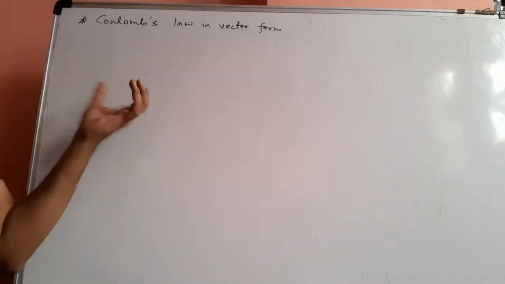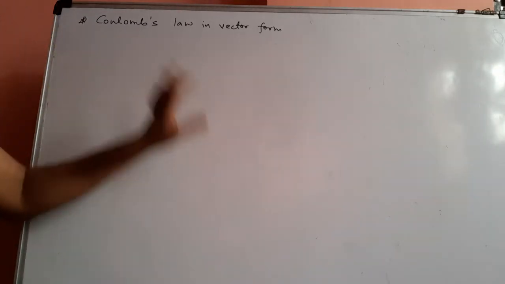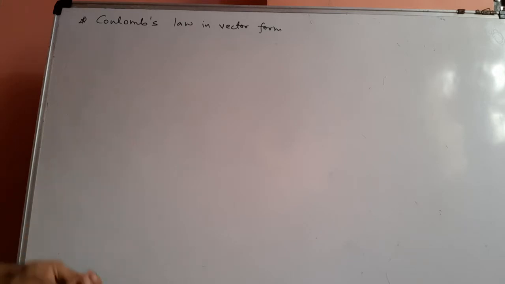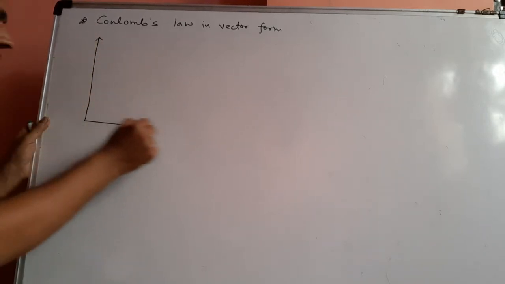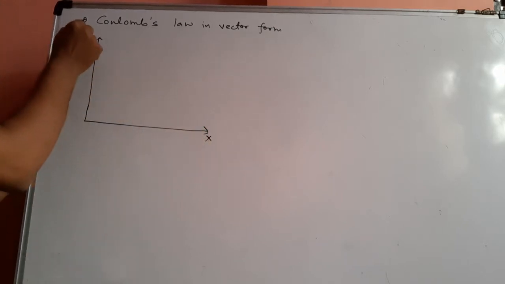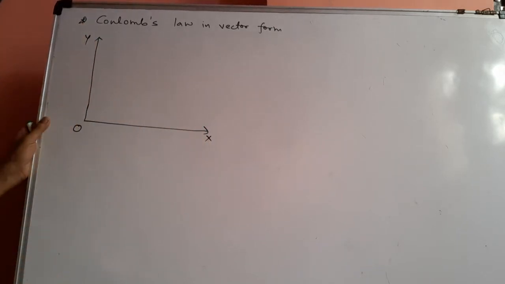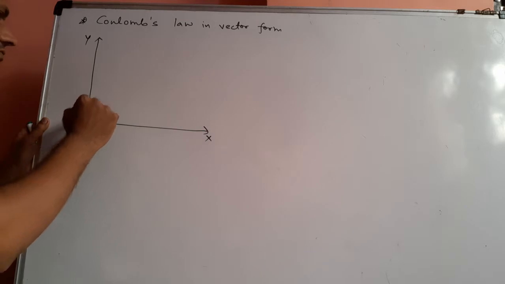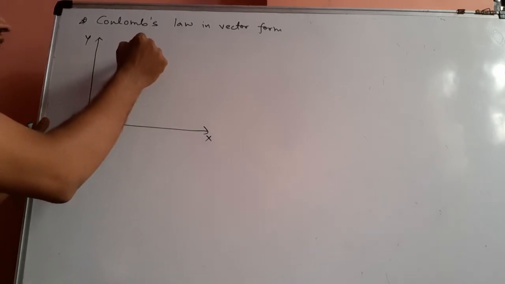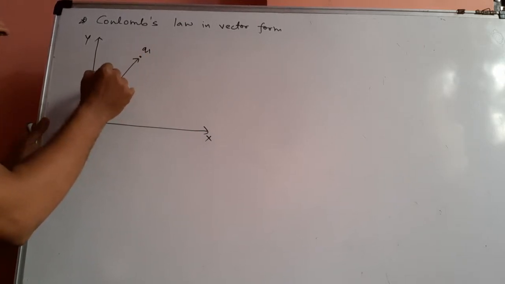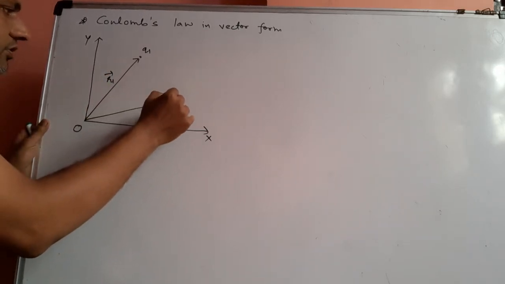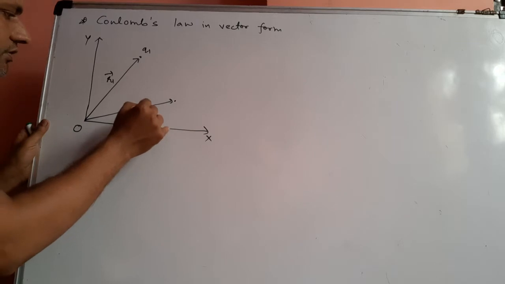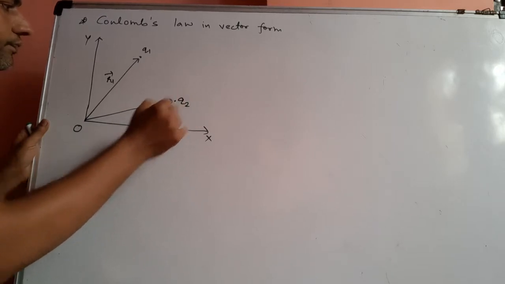Okay, in this video we will discuss Coulomb's law in vector form. First of all, we will draw the Cartesian plane. This is the xy plane, with the origin. This is the charge q1, which is at the position vector r1. This is the position vector of charge q2.